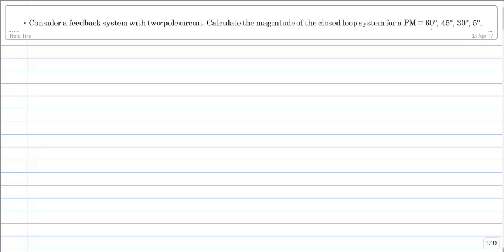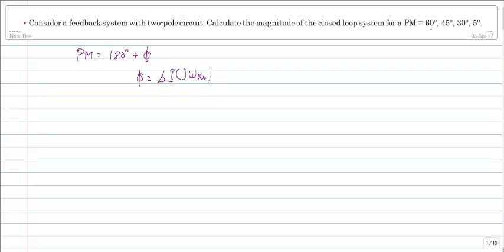Now, in order to start this problem, we need to know the definition of phase margin. So what is the definition? The phase margin is 180 degrees plus the phase angle of the loop gain at omega equals omega gx. In shorthand notation, I represent that in terms of phi. So what is phi? Phi is the phase angle of the loop gain evaluated at omega equals omega gx.